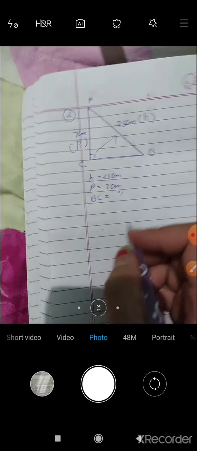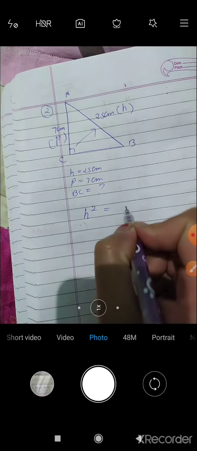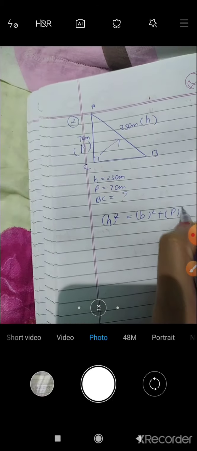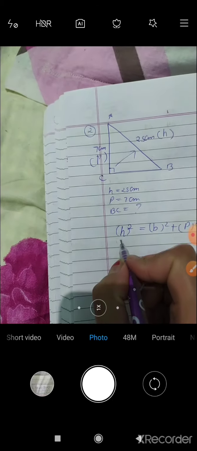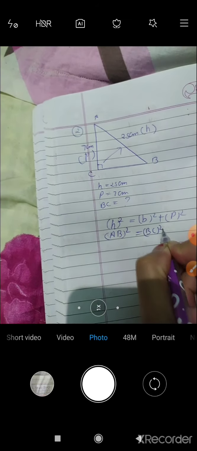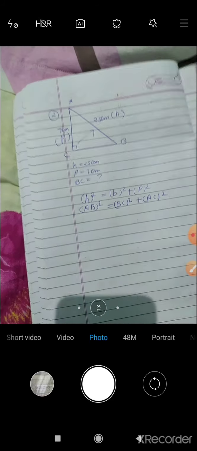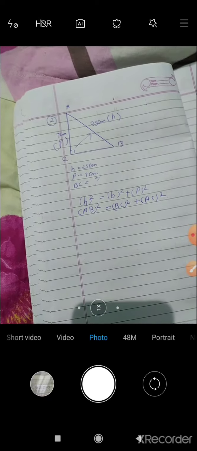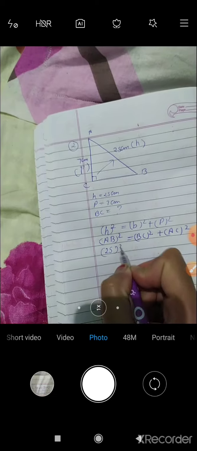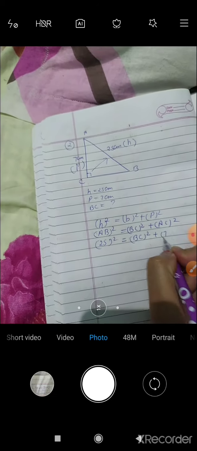So we are going to apply the Pythagoras property here. According to the Pythagoras property, hypotenuse square is equal to base square plus perpendicular square. So now we have the hypotenuse as AB square, the base as BC square, and the perpendicular as AC square. Our next step is to put in all the values from the question. AB is 25 centimeters, BC is the value we have to find, and AC is 7 centimeters.